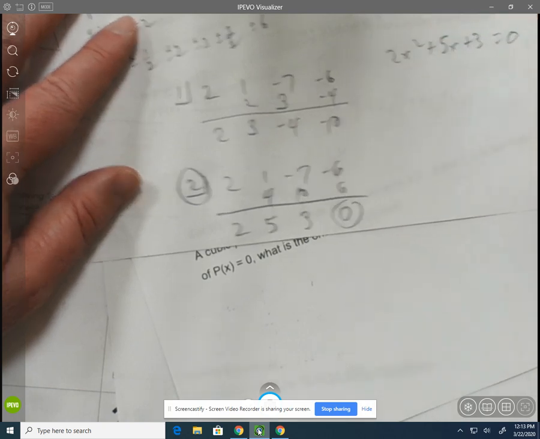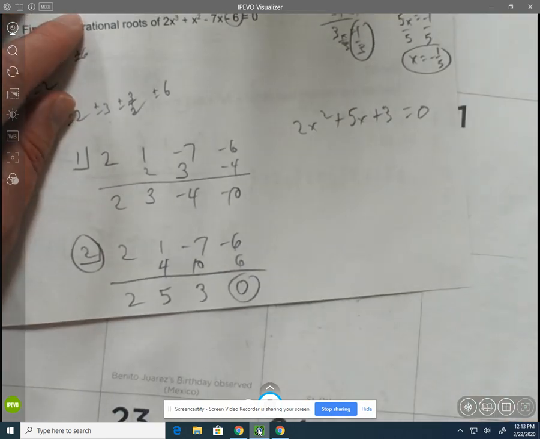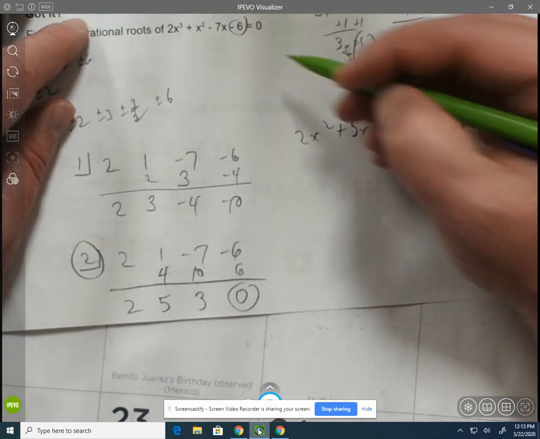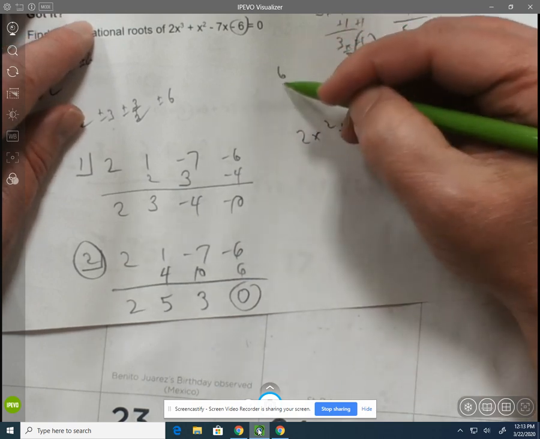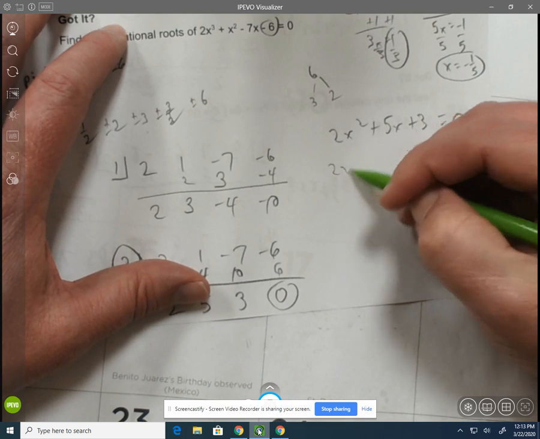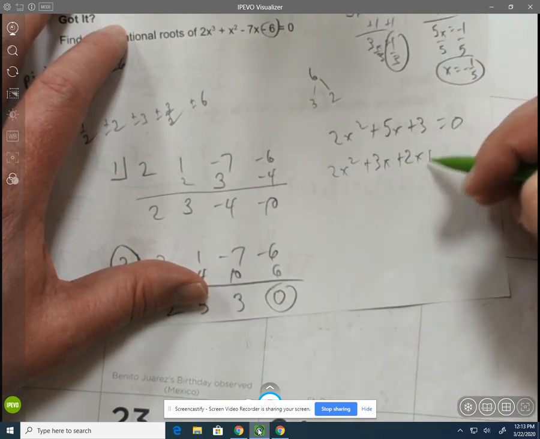So if I want to solve that thing, I've got some tools at my disposal to help me do that. Okay, I can do the quadratic formula, or I'm going to check to see if this thing is factorable. 2 times 3 is 6. Factors of 6 that add up to 5. Yep, 3 and 2. So this thing is factorable. So 2x squared plus 3x plus 2x plus 3.